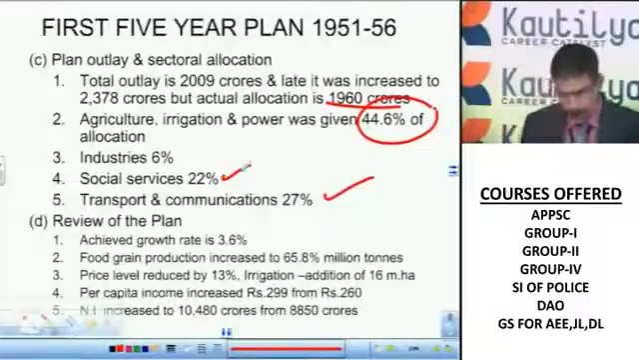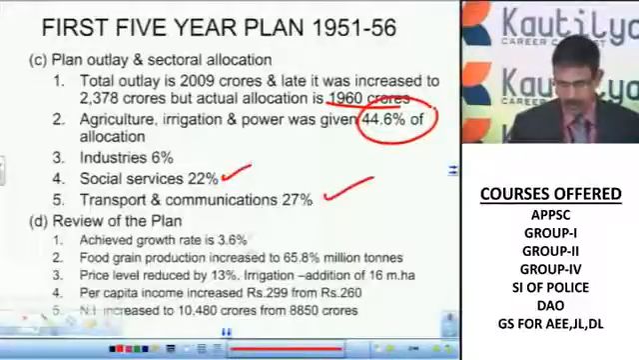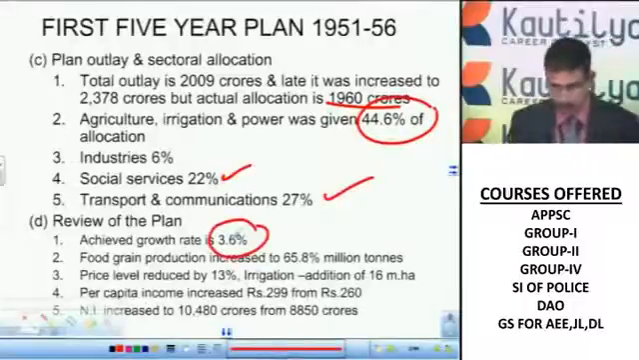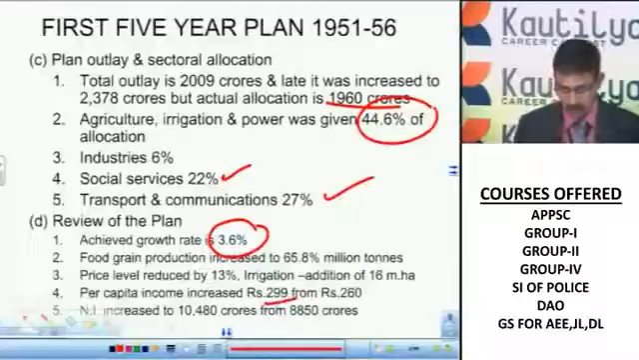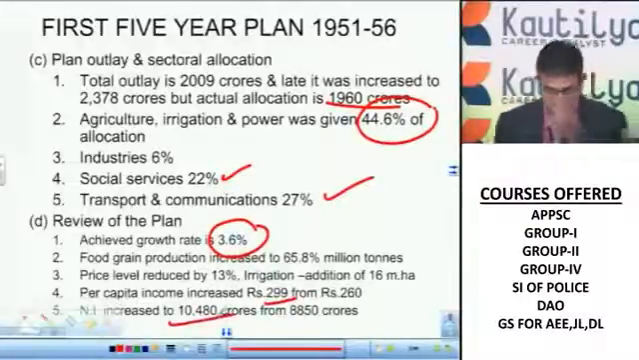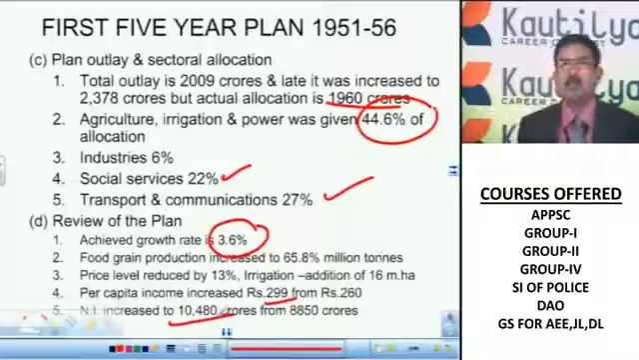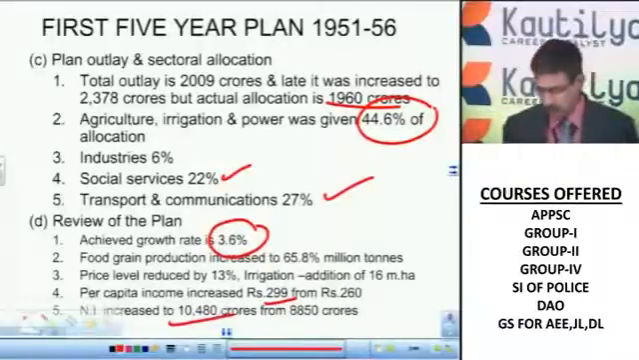Then, though these allocations were made, the review of the plan: India achieved a growth rate of 3.6% in the first 5-year plan. Food grain production increased tremendously, by 65.8%, wherein the per capita income increased to 299 at current prices, and the national income to 10,480. So tremendous gains were witnessed in the first 5-year plan.